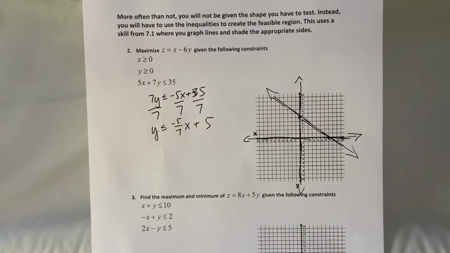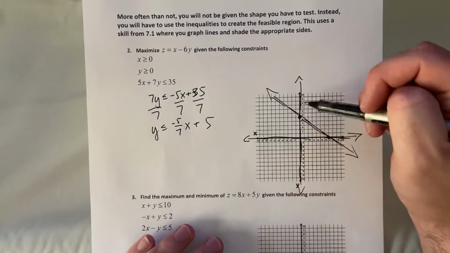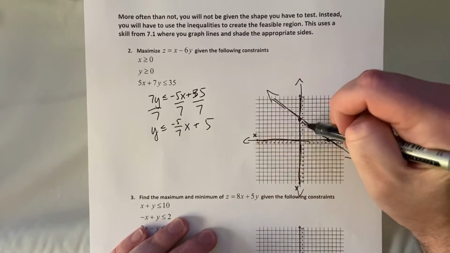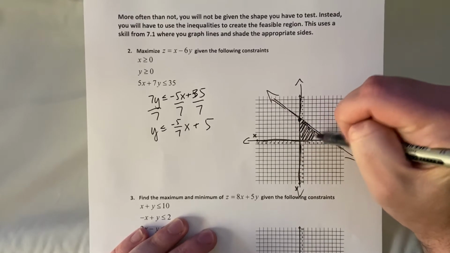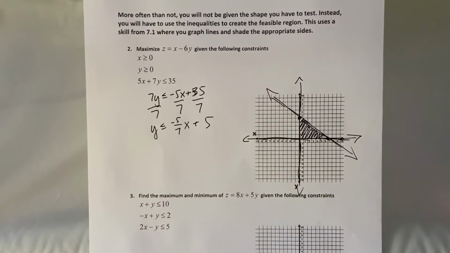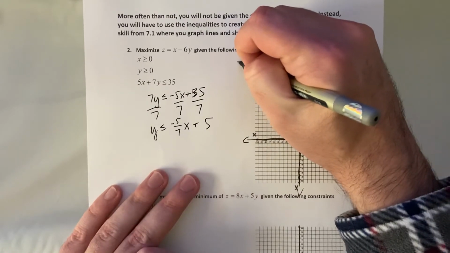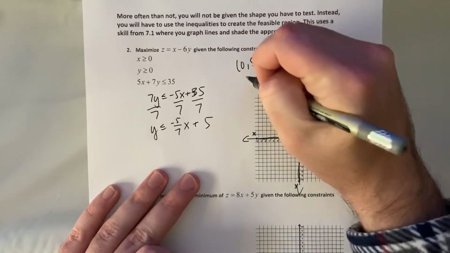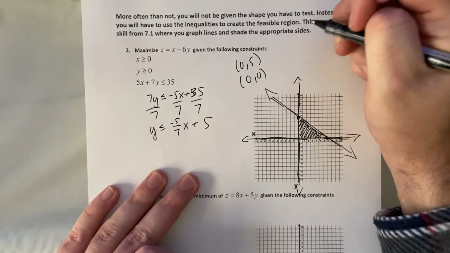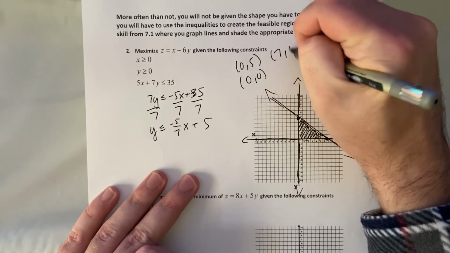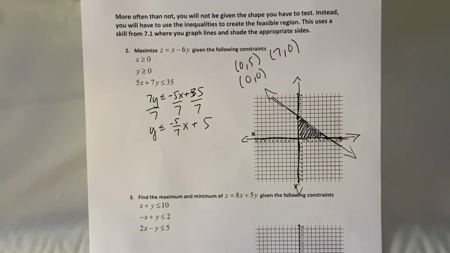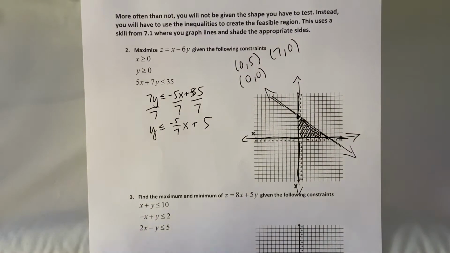And here, we've got our shape. Our feasible region is in the first quadrant, but below this line, which is here, the triangle. So what are my corners of the triangle? We've got (0, 5), (0, 0), and we've got (7, 0). So those are the three points that I will end up plugging in to see if I can maximize z.